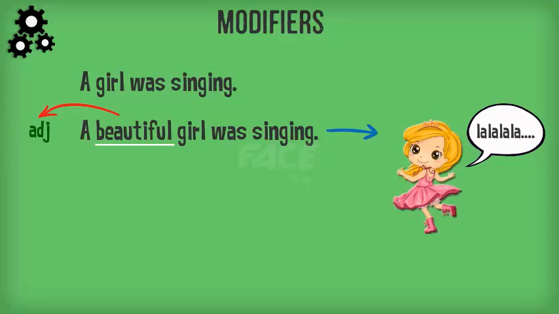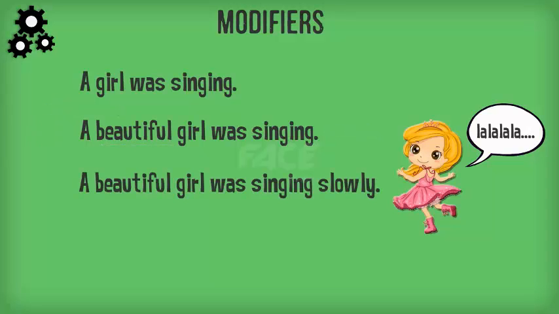Let's make another change to the sentence. A beautiful girl was singing slowly. Here, the adverb slowly modifies the action singing. Hence, one-word modifiers are adjectives and adverbs.